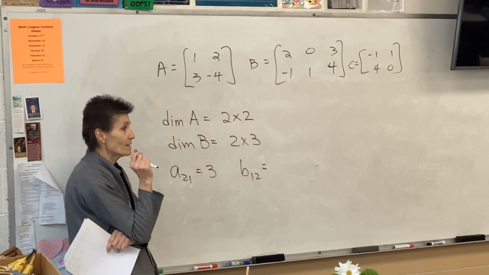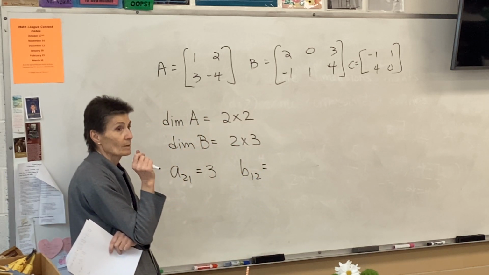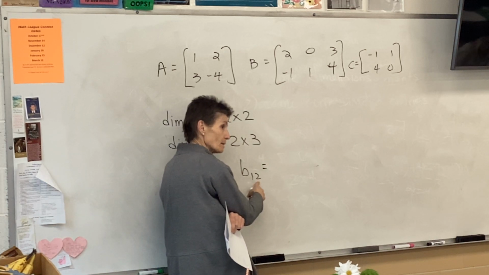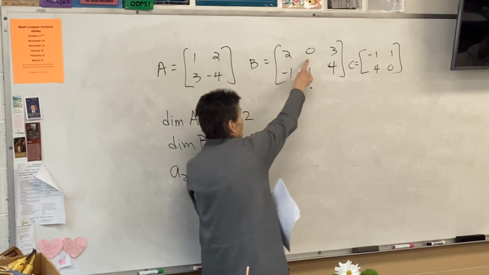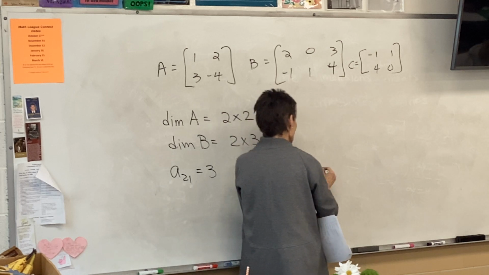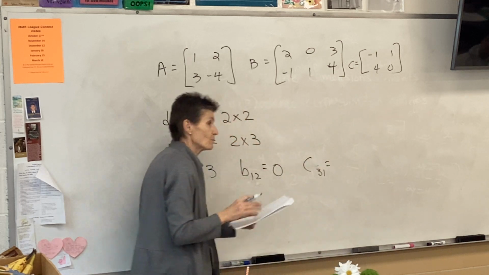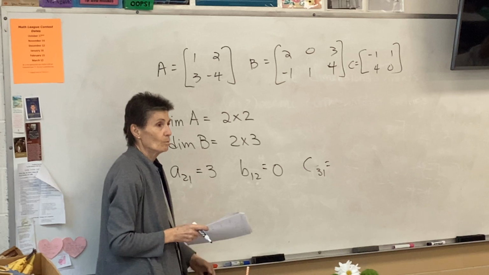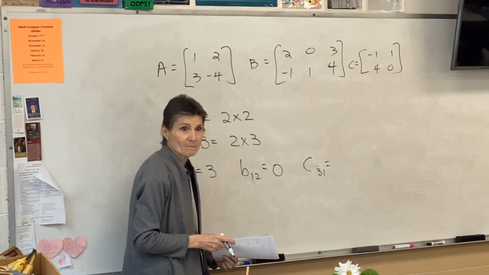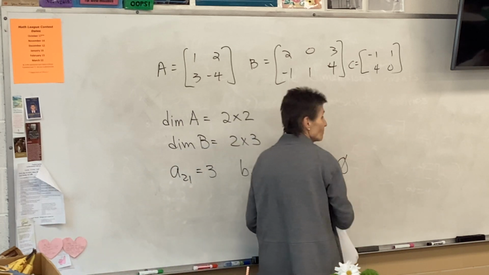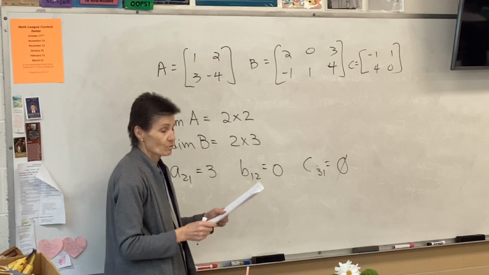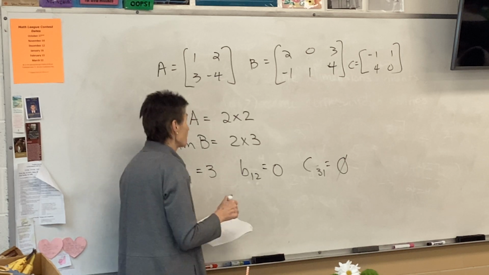How about B sub 1, 2? Now I'm looking in matrix B for the entry that is in row 1, column 2. 0. And now I'm looking in matrix C for the entry that is in, whoops. There's no row. Oh, Miss Ford got tricky or made a mistake. There isn't one, right? Because there is no 3rd row in matrix C.